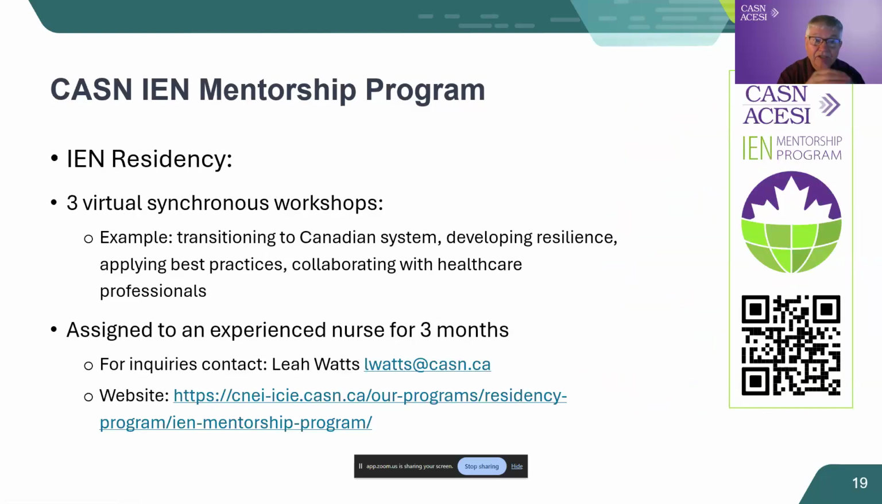And the second step, again, is the IEN residency. So this is for the new IENs. Now these IENs are employed already, so they're licensed. This isn't a program to become licensed in Canada, but they are already licensed and employed as an RN. And there are 3 virtual synchronous workshops: transition to the Canadian system, developing resilience, applying best practices, and collaborating with healthcare professionals. So these are examples of topics. And then these IENs are assigned to an experienced nurse for 3 months. You can contact me or Leah, or go to our website if you want more information about that. Next slide.